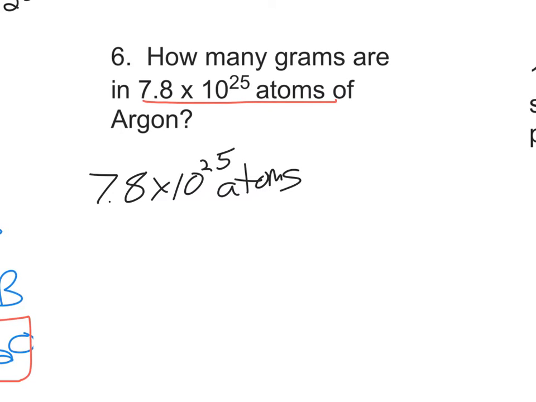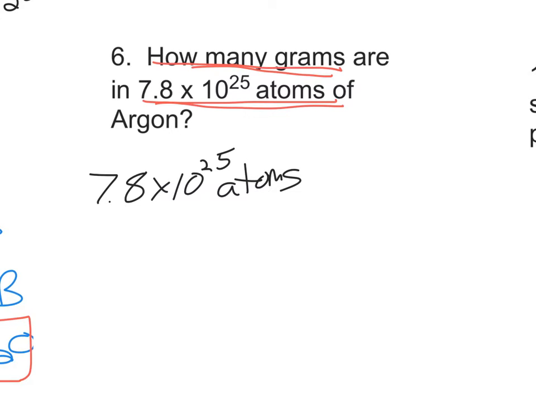Done. Then the other thing important in there is what they're asking for, and they're asking for how many grams. Sometimes they write it as calculate the grams in 7.8 times 10 to the 25th, so it doesn't always say how many. But you're always looking for a unit they give you. In this case, they give you atoms of argon and they're asking for grams. All right, so we're going to do that.